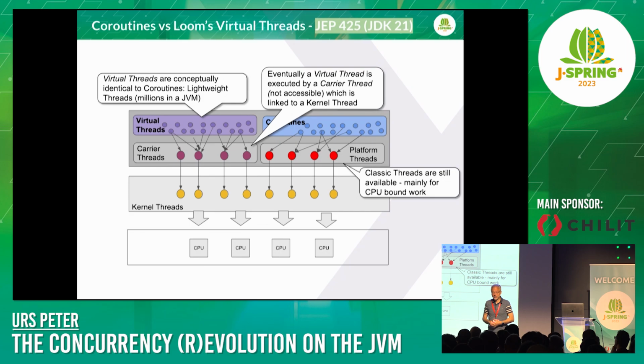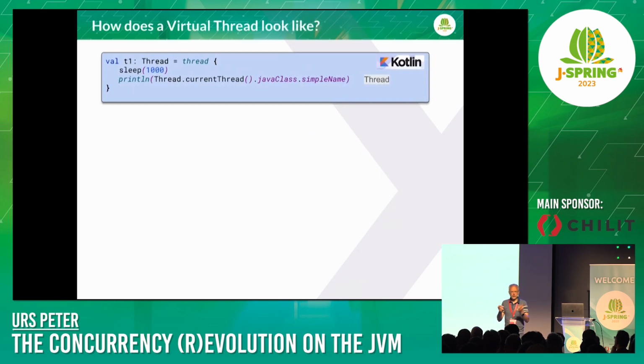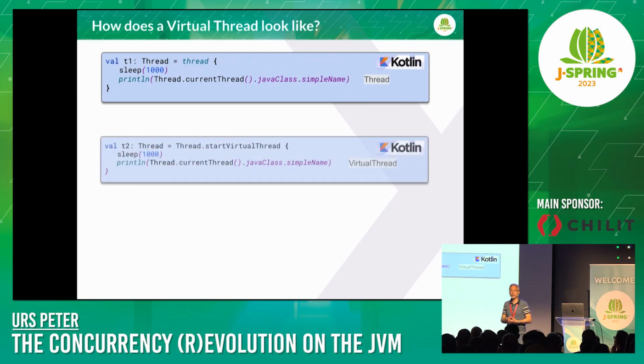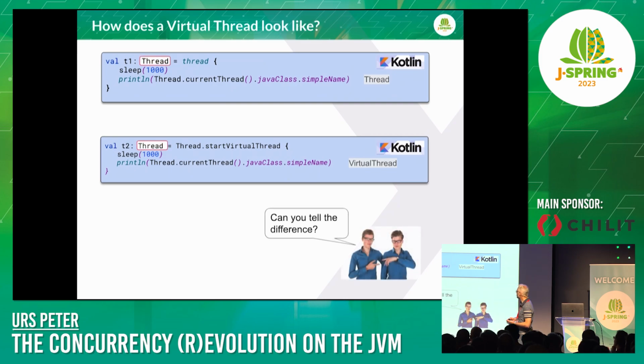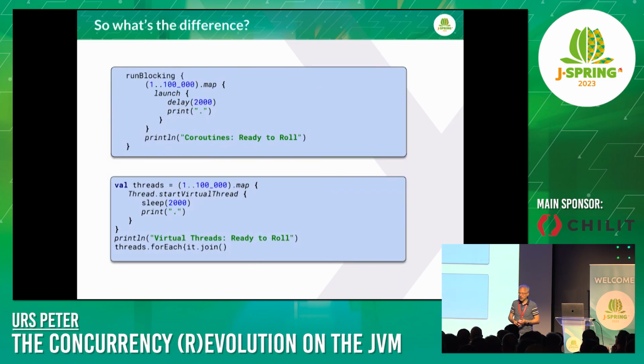And of course, you still have classic threads available. So how does such a virtual thread look? This was the example with a normal thread, and ta-da! This is the example with a virtual thread. And when you look closely, what you see is that, well, it's still a thread, right? So from the outside, there's no difference. It's a thread. Interesting design decision.